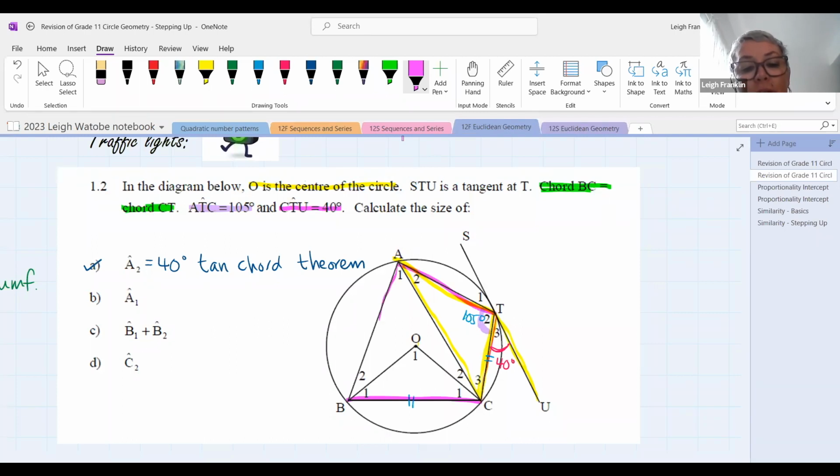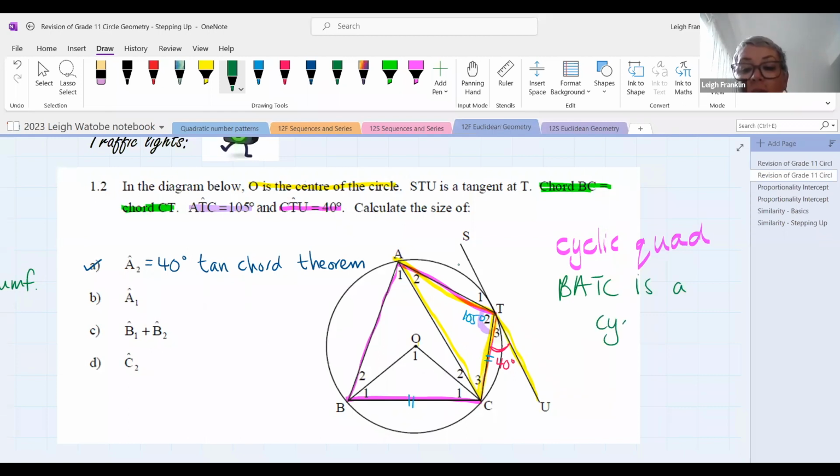What is this thing? It is a cyclic quad. Okay, it is a cyclic quad. Sorry, I shouldn't be writing that using the highlighter. It's probably not very easy to see. Okay, and the reason that it is cyclic is because it has 4 points on the circle. So BATC, or it doesn't matter where we start, BATC is a cyclic quad.